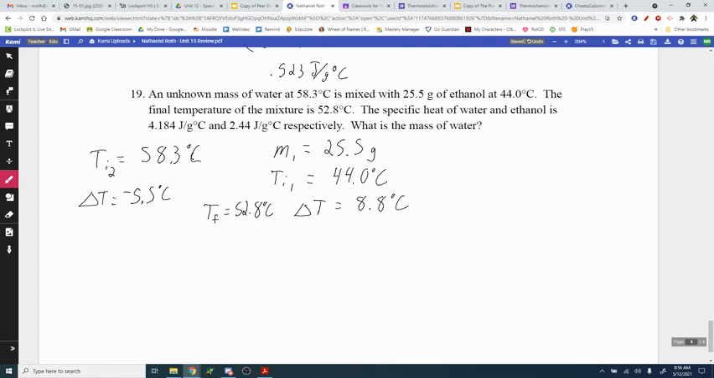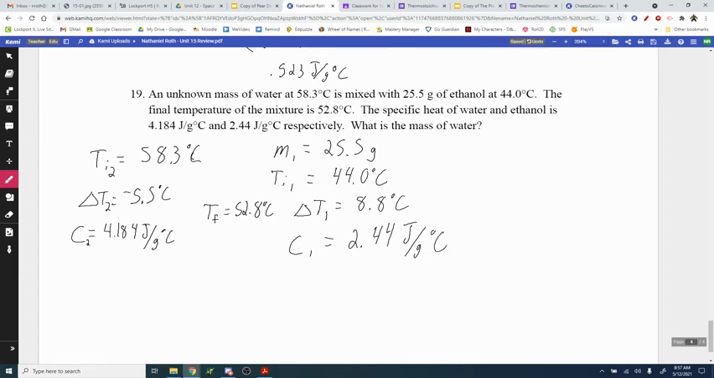Okay, so next, the specific heat of water and ethanol, and what is the mass of water? So for water, I forget which one's water now. First one, okay. Oh, and that should be delta T2. That should be delta T1. Okay, so specific heat of water is 4.184 joules per gram degrees Celsius. That's 2. Specific heat of ethanol is 2.44 joules per gram degrees Celsius.